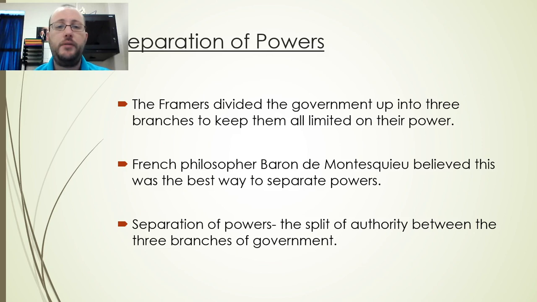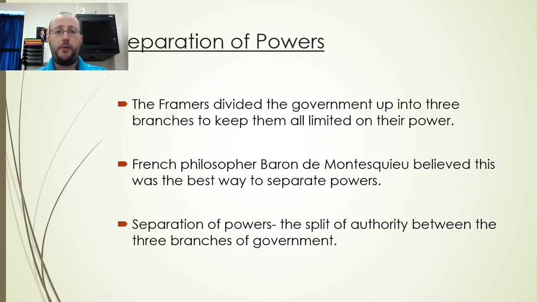So that's the idea. Separation of powers. The framers divided the government up into 3 branches to keep them all limited in their power. French philosopher Baron de Montesquieu believed the best way to separate powers was to do this, to establish limitations on them. The separation of powers is the split of authority between the 3 branches of government. The idea is that you split authority between the 3 branches of government so that they all have equal power, and they're separate.